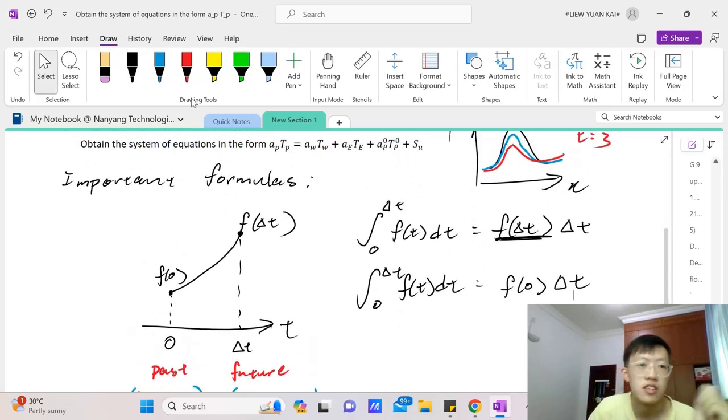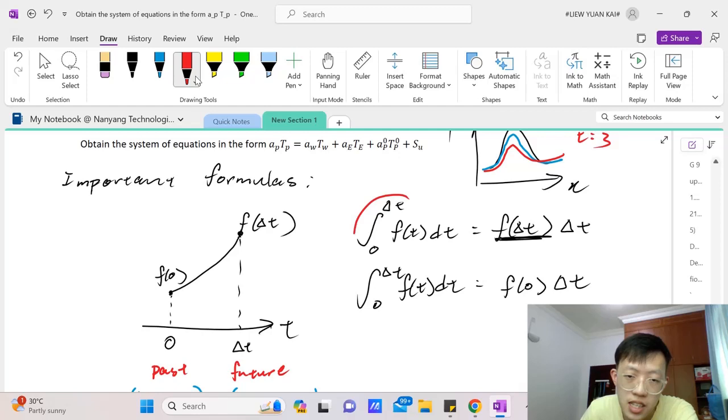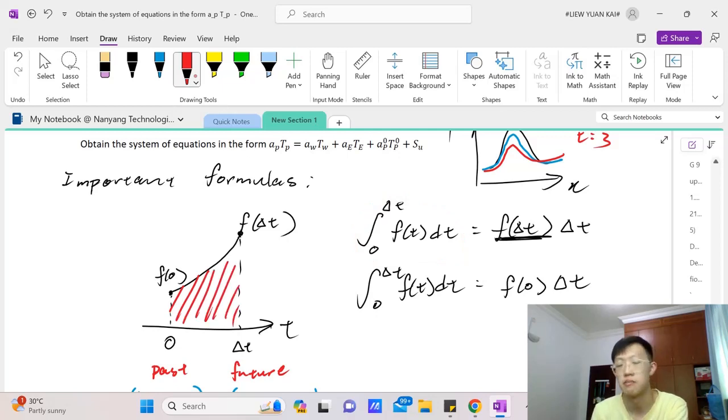So let's have an idea of where we're going. Let's take a look at this integral alone. What is the physical meaning of this on the f versus t graph? The integral of a graph is the area under the graph, right? The area under the graph. And most of us will know this by now. So the question is, how would you approximate this area under the graph?